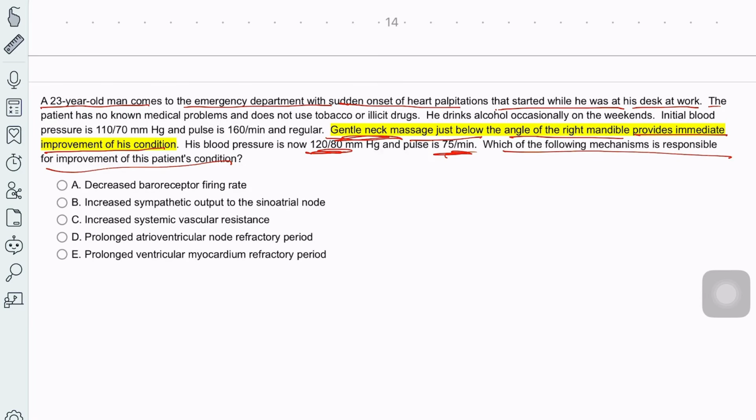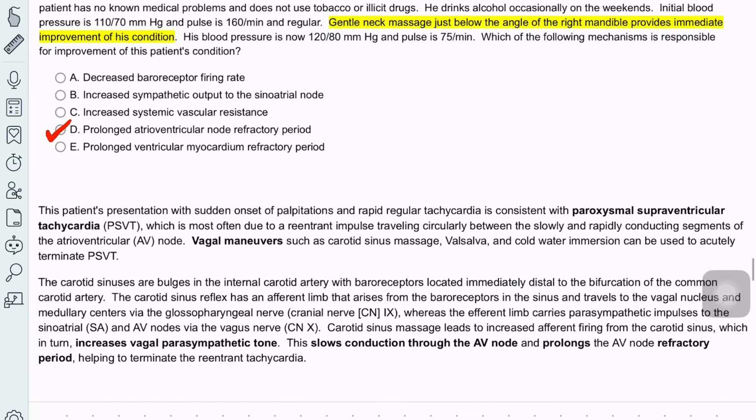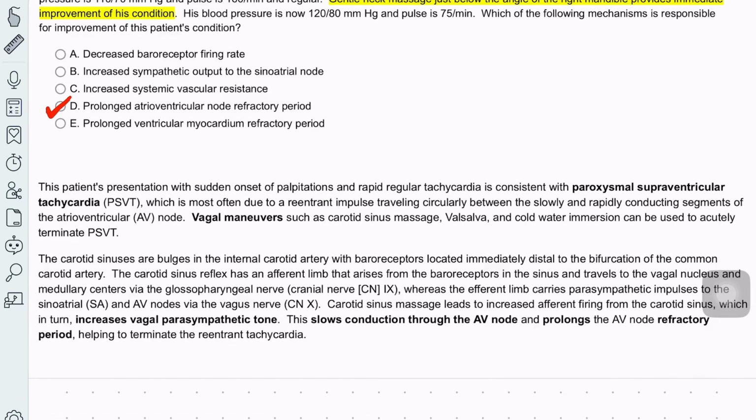Options are decreased baroreceptor firing rate, increased sympathetic output to the SA node, increased systemic vascular resistance, prolonged AV node refractory period, prolonged ventricular myocardium refractory period. So the answer is prolonged AV node refractory period. This patient's presentation with sudden onset of palpitation and rapid regular tachycardia is consistent with PSVT, which is most often due to reentrant impulse traveling circularly between the slowly and rapidly conducting segment of the AV node.